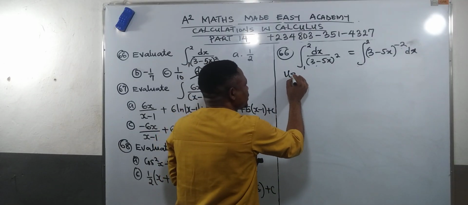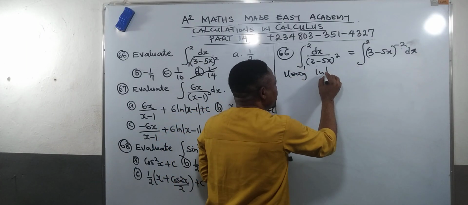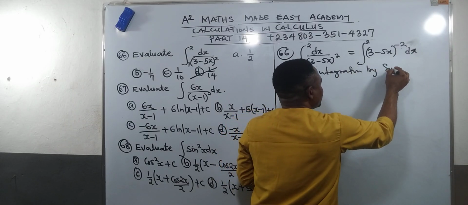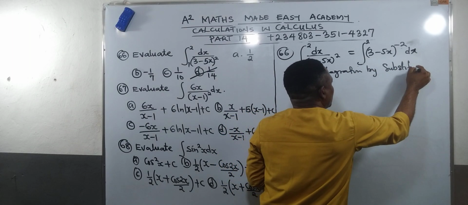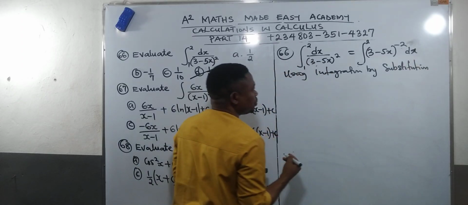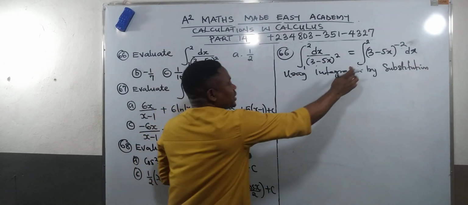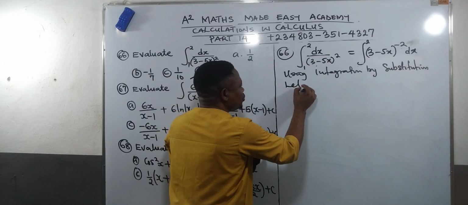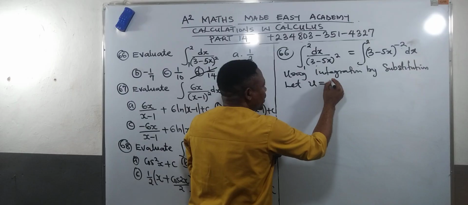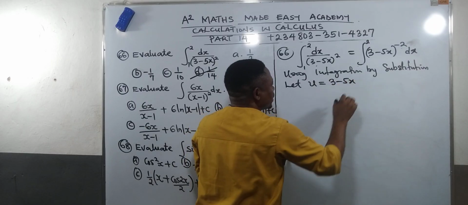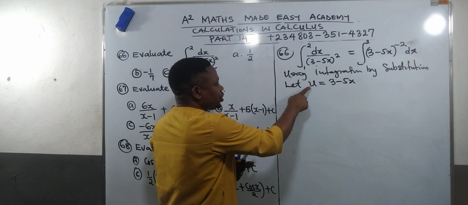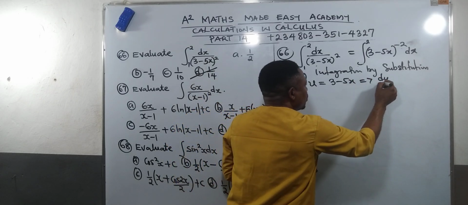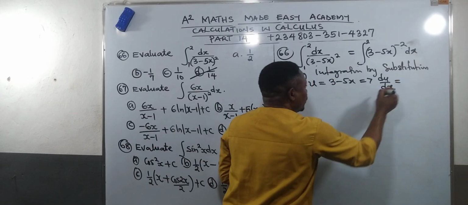I will now say using integration by substitution method. By what? Substitution method. What do you do? Look at the principle. Consider the base as u and differentiate. So we now say let u be the base. What's the base? 3 minus 5x. Now I want to differentiate u with respect to x. It will now give me du all over dx. Are you with me?